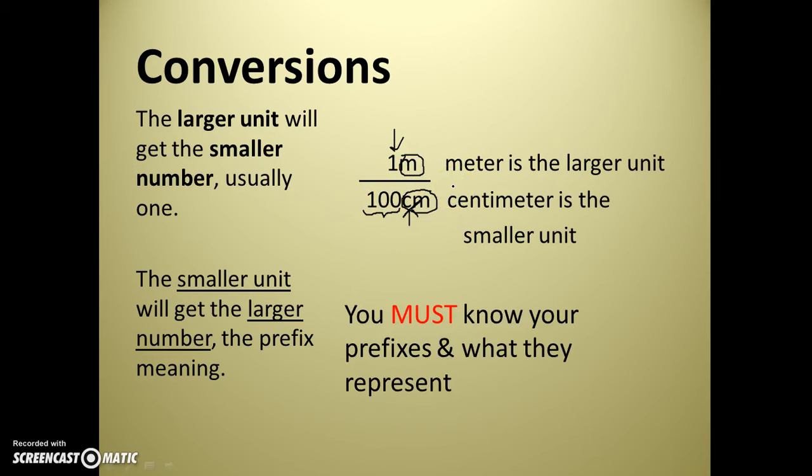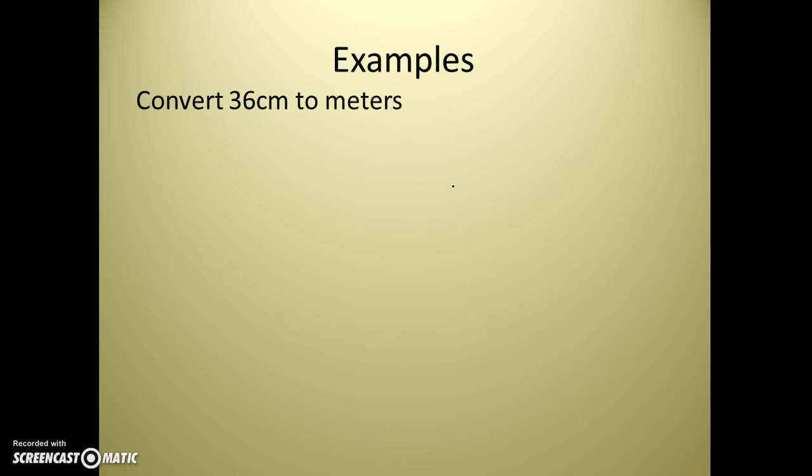You have got to know what your prefixes are and what they represent. So milli, centi, deci, kilo, those are the ones that we use most often. So if we have 36 centimeters and we're going to turn it into meters, first thing you need to do is write down what you have been given. So we have 36 centimeters.